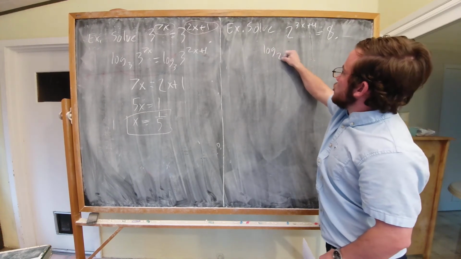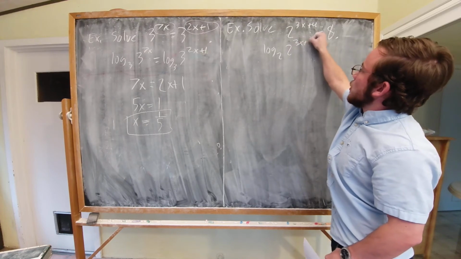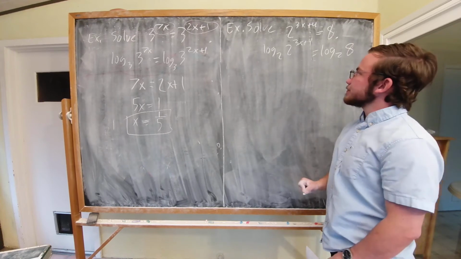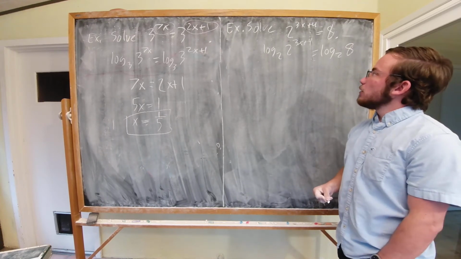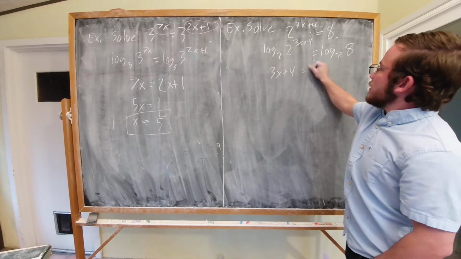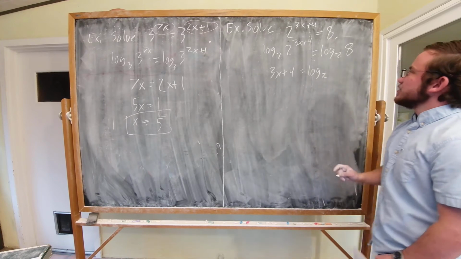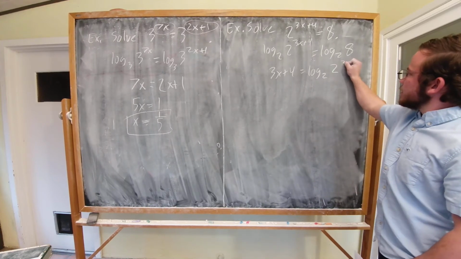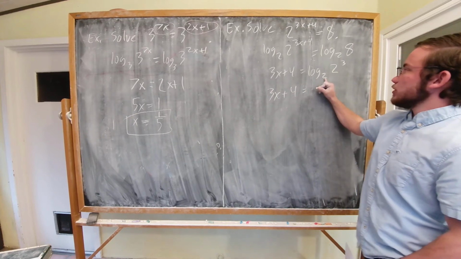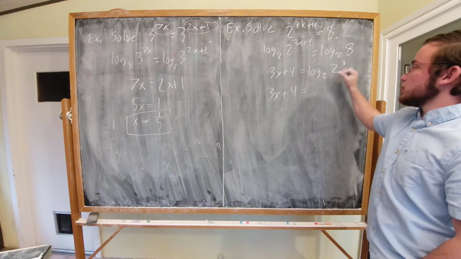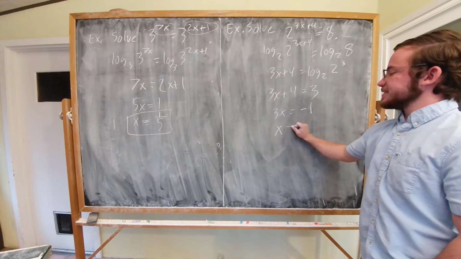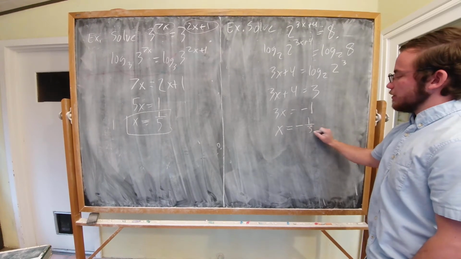So log base 2 of 2 to the 3x plus 4 is equal to log base 2 of 8. Well, logarithm laws say this side is 3x plus 4. This is log base 2 of 8. Turns out 8 is 2 cubed. So we get 3x plus 4 equal to log base 2 of 2 cubed, and the 2 cancel, so we're left with just 3. 3x is negative 1. x is negative 1/3.